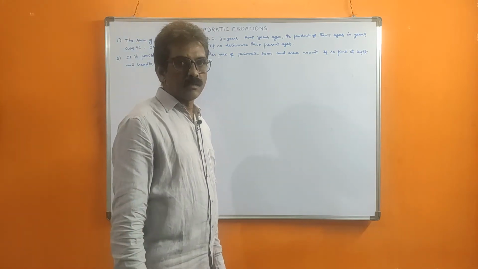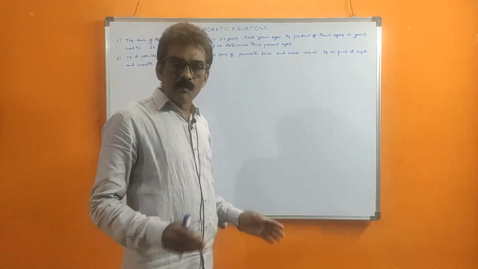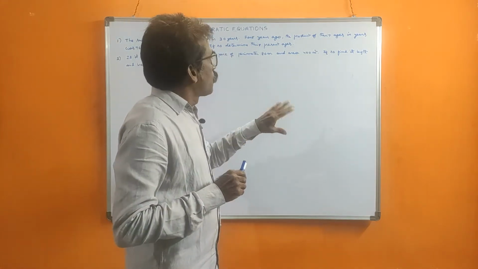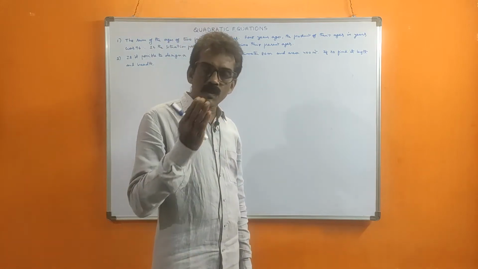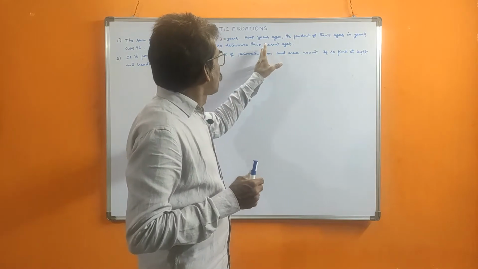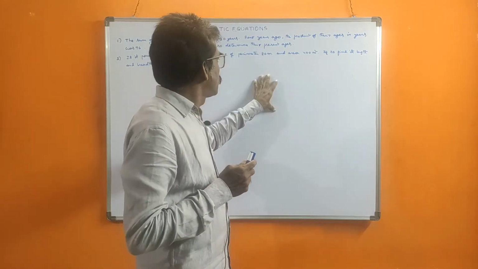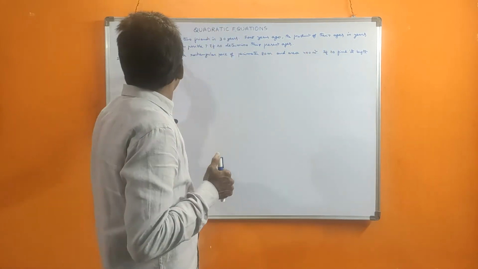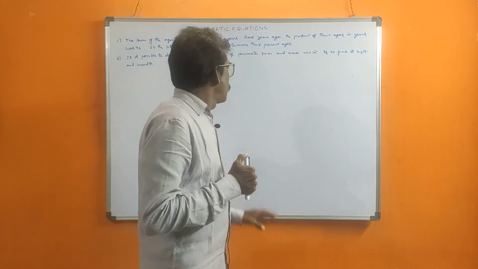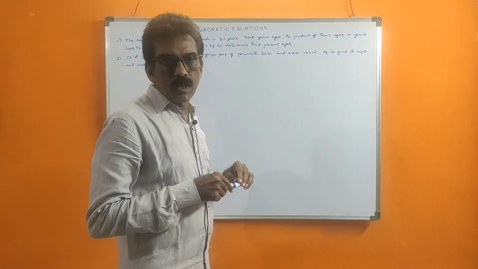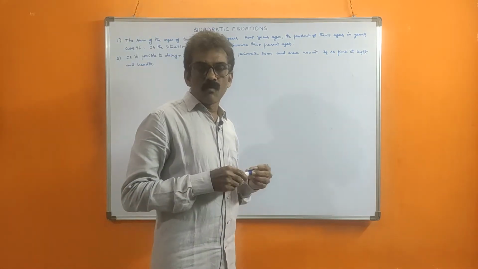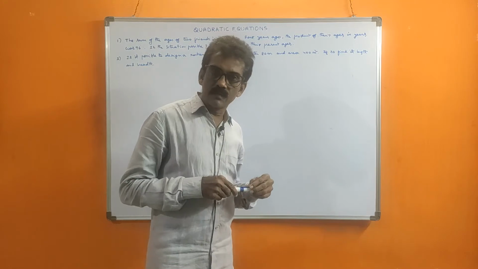Now, at present, there are two friends. The sum of their ages is 30 years. 4 years ago, that means we should reduce 4 years from the present age. 4 years ago, the product of their ages was 96. Those are the two conditions he gave. By that, it is possible to determine their present ages. Now, what are the ages of the two friends?